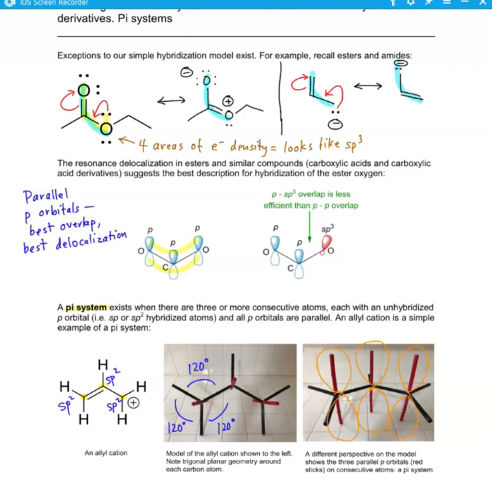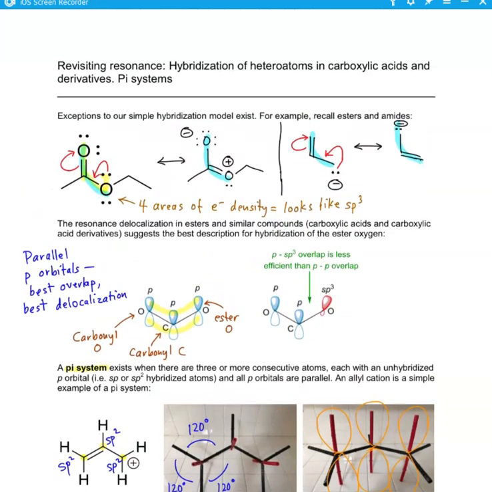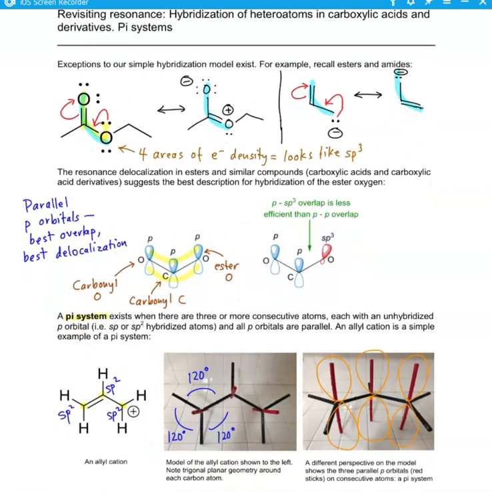Okay, so let's look at this diagram. This oxygen here is the carbonyl oxygen. This is the carbonyl carbon. And this is the ester oxygen. Now our initial suspicion, going back up to the structure of the ester, upper left, was that the ester oxygen in the major resonance contributor has 4 areas of electron density, which makes it look sp3. So let's imagine that it is sp3.